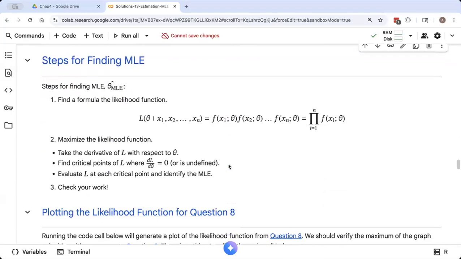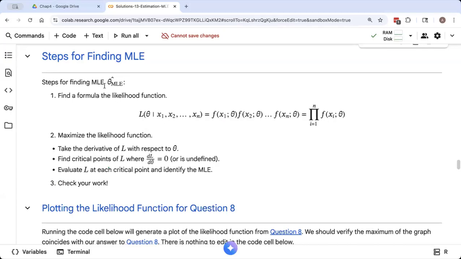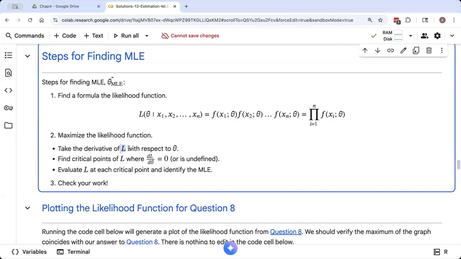So just to summarize, overall, the steps for finding the maximum likelihood estimate are: first, we find the likelihood function, then we want to maximize the likelihood function. We can do that by finding the critical points of the likelihood function, taking the derivative, setting the derivative equal to 0, and then comparing the value of the likelihood function at each critical point. The value that gives us the largest value of the likelihood function is going to be our MLE estimate.